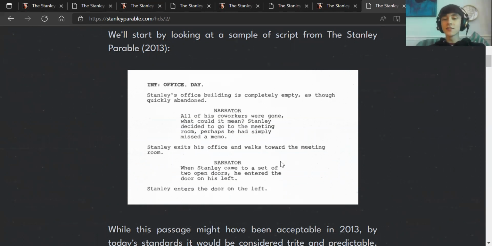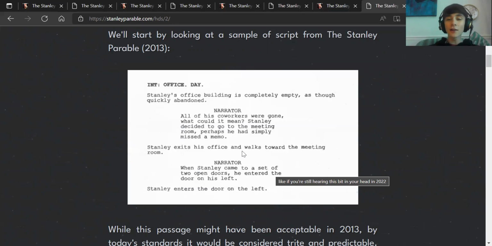So it's as if they're writing it as though it's what you're meant to do. That's cool. It says, like, if you're still hearing this bit in your head in 2022. Yes, I sometimes say it out loud to myself. I know I'm going crazy. I don't think you can like these pictures, unfortunately, but I get the sentiment.